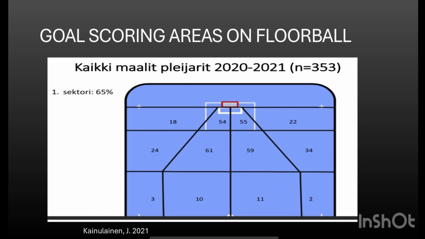And the third most likely place to score in floorball is in those width sides near the first sector, near the height where the opposing team's center would play, but on both outer flanks. Shooting from those angles is the number 3 goal scoring area in floorball.